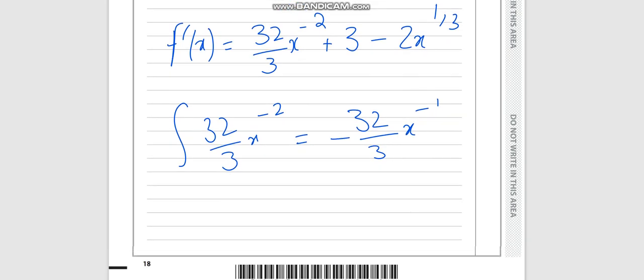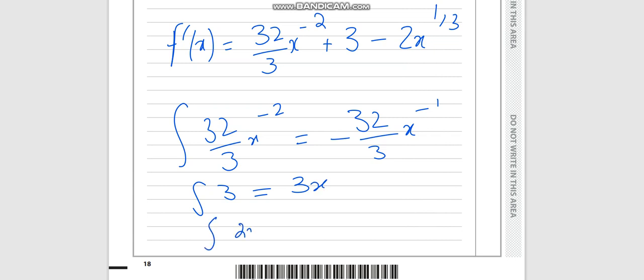And now the second one, integrating 3. As you remember, integrating a constant puts back the x, so the x value gets regenerated. And now integrating 2x to the power 1 upon 3. This will become x to the power 4 upon 3 by adding 1, and 2 divided by 4 upon 3 will become 3 upon 2. So there you go. And now putting those together, let me just erase this.